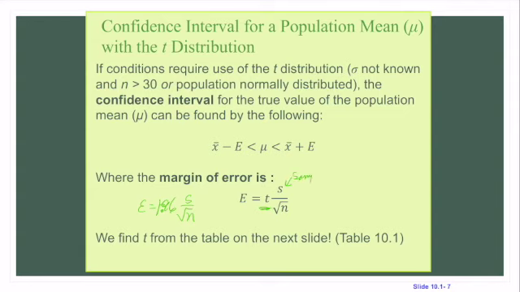Before we had sigma, right? Our population standard deviation. Now we have our sample deviation over the square root of n. Now, finding t-values is a little bit different. So let's take a look at what a t-table is.